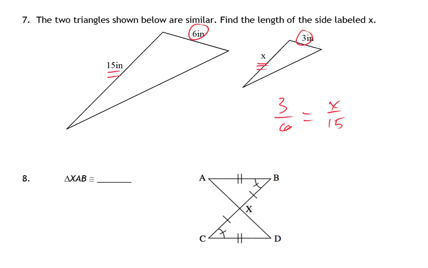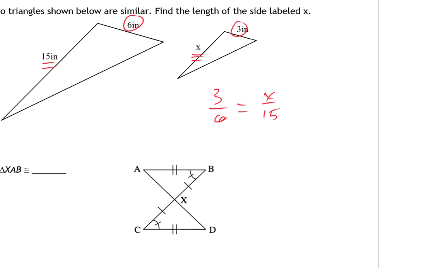I could multiply both sides by 15 and multiply both sides by 6, but the cross products are equal, although I'm sure someone at CPM would kill me for saying that. But I get 6 times x equals 3 times 15. I'll change over time, promise. I'm not opposed to changing. So I believe that x should equal 3 times 15 over 6.